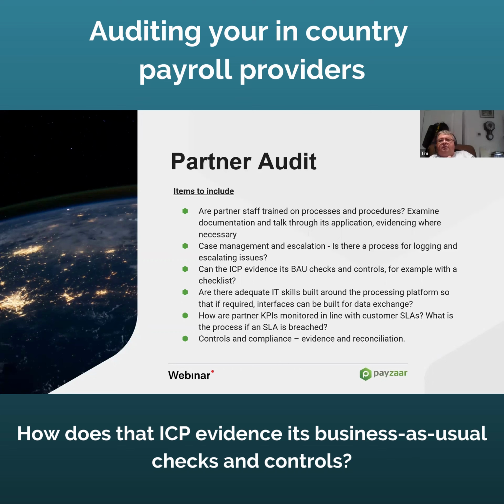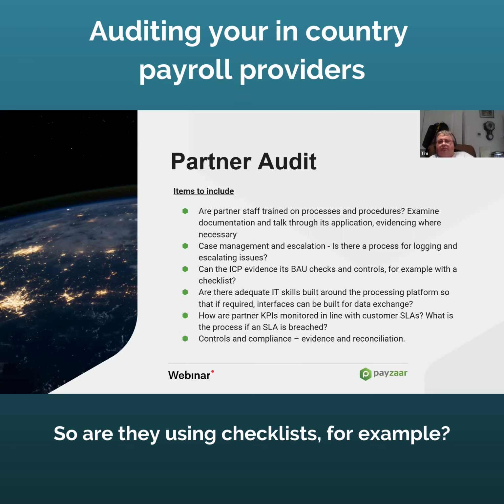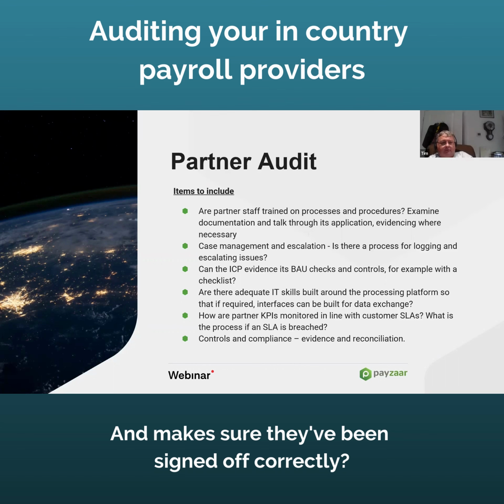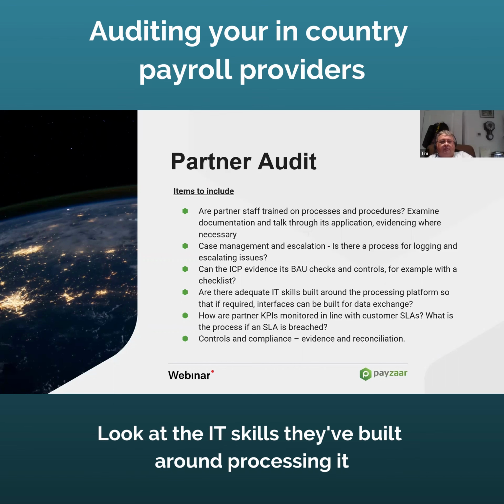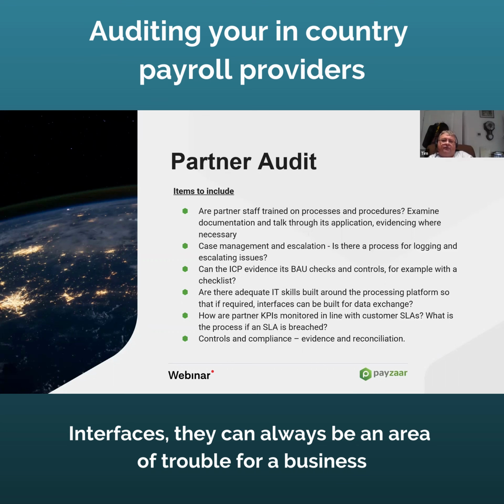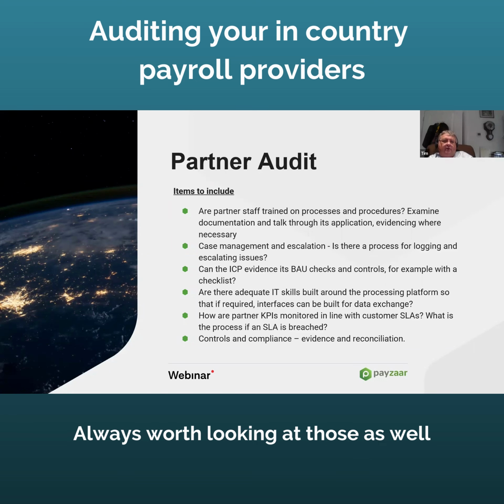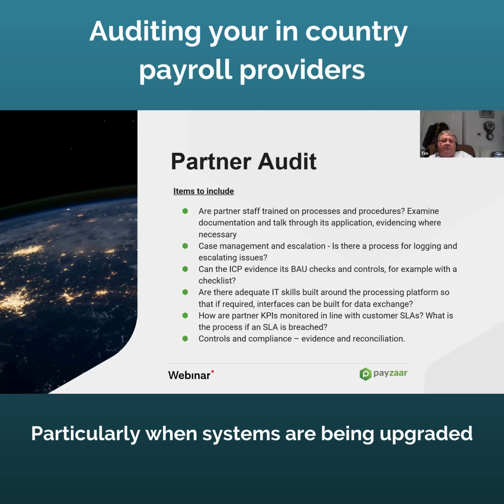How does that ICP evidence its business as usual checks and controls? Are they using checklists, for example? Who reviews those checklists and makes sure that they've been signed off correctly? Look at the IT skills that they've built around processing and interfaces. They can always be an area of trouble for a business. Always worth looking at those as well, particularly when systems are being upgraded.